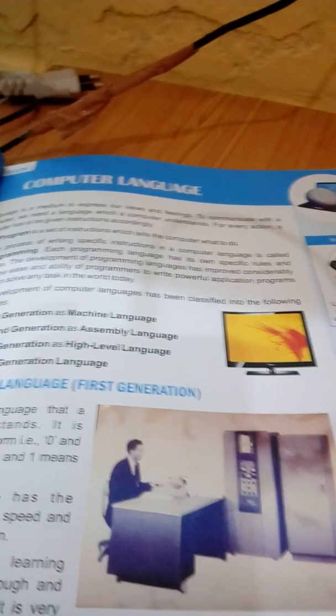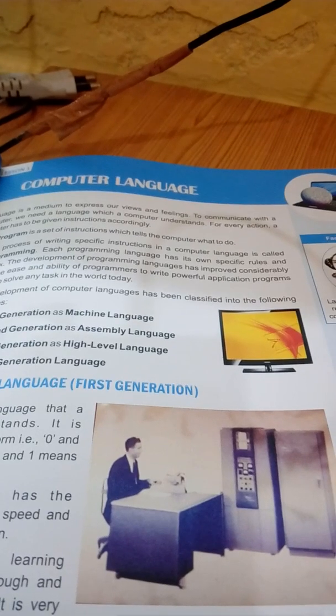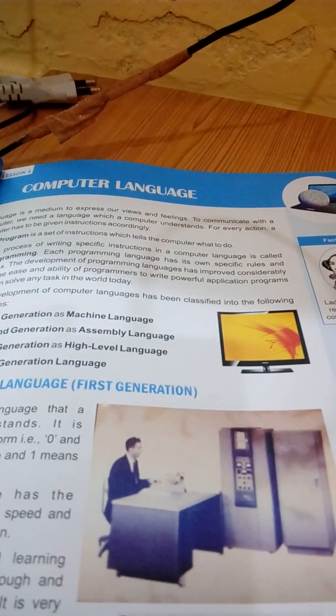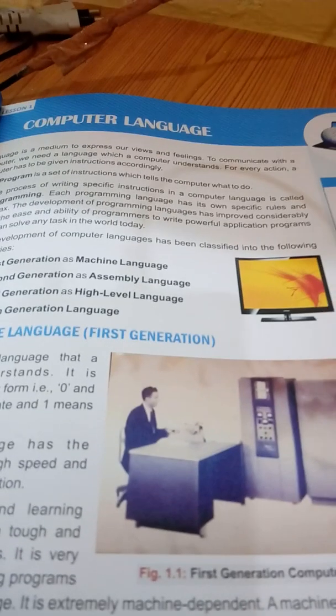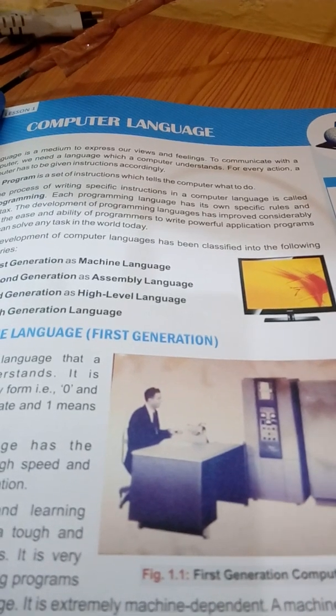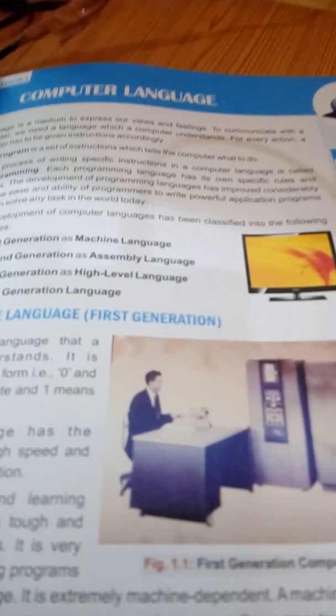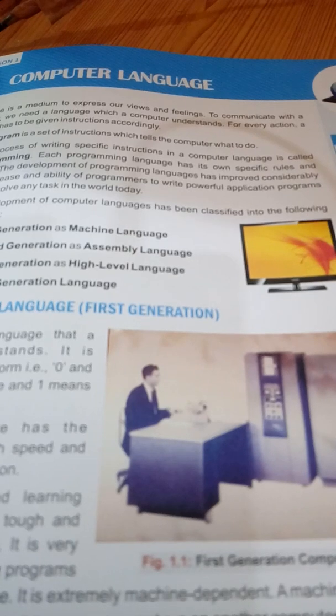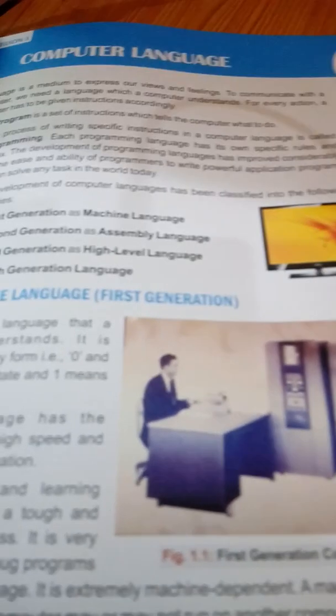Now we are understanding all the points. Once again, to revise, computer language: a computer language is a language which is used to communicate with the computer system, and it is understandable by the computer system. For performing any kind of action or task by the computer system, we have to give instructions accordingly.